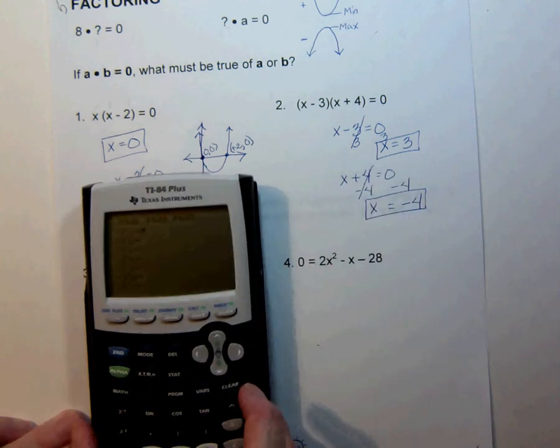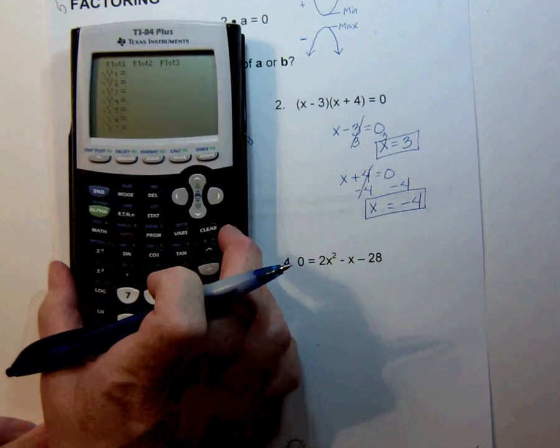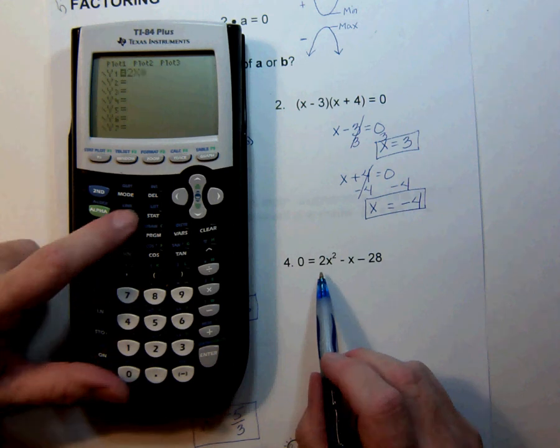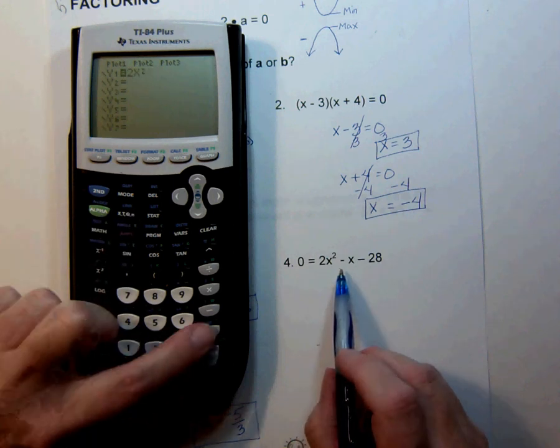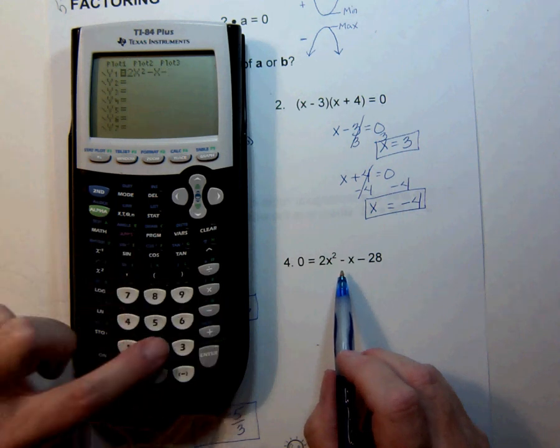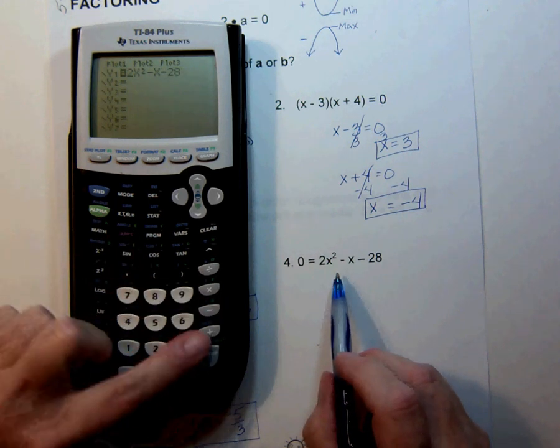Try to get it where it can see it better. I'll put it right there. Alright, so you're going to put in 2x squared minus x minus 28. And make sure you use a minus sign and not this sign here.